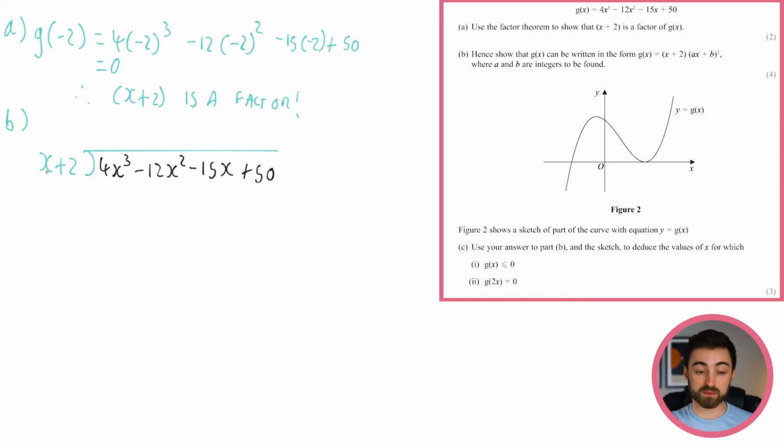Okay, how many times does x go into 4x cubed? It goes 4x squared. Multiply it through. 4x squared times x is 4x cubed, which it should be by design. These should always match up. Plus 8x squared.